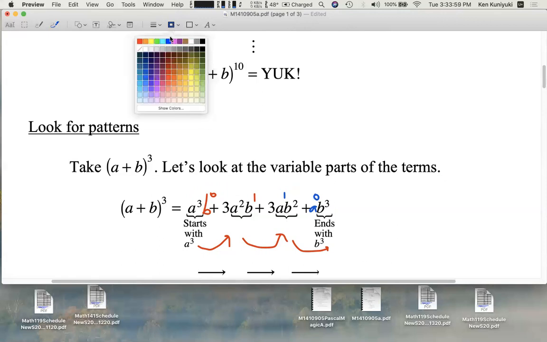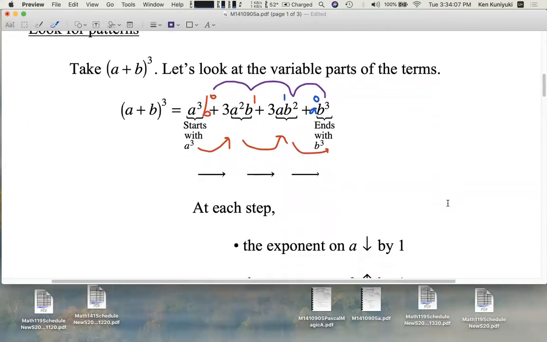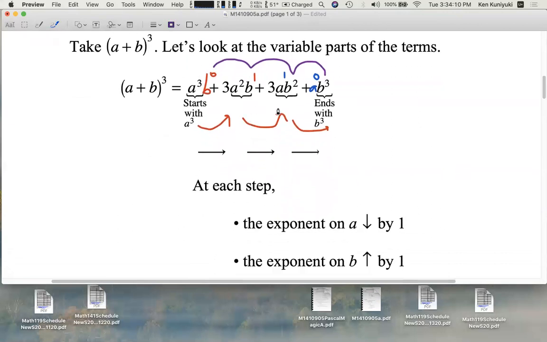Well, we start with b to the 0. We then go to b to the first, then b to the second, then b to the third. So basically, at each step, as we move from term to term, the exponent on a goes down by 1 with each new term, and the exponent on b goes up 1 with each new term. And notice also that the degree of each term is 3.